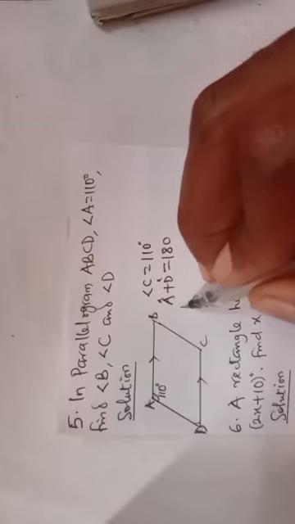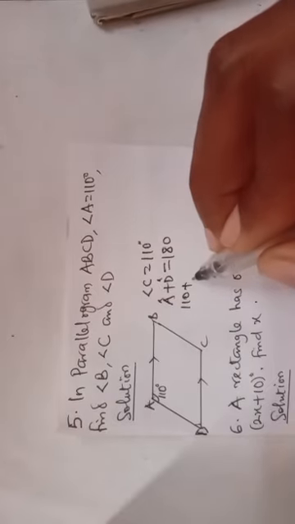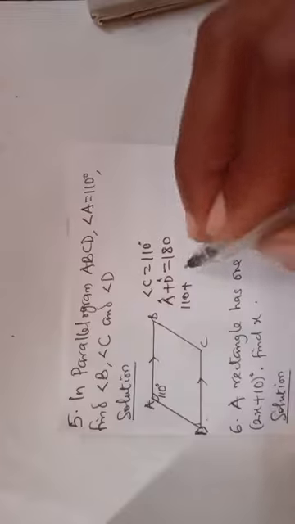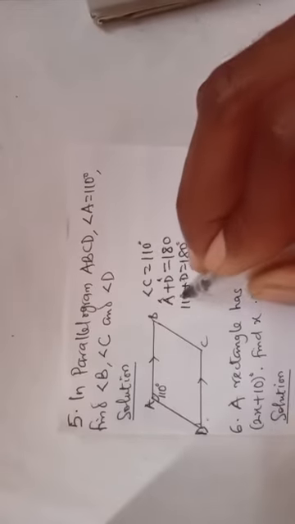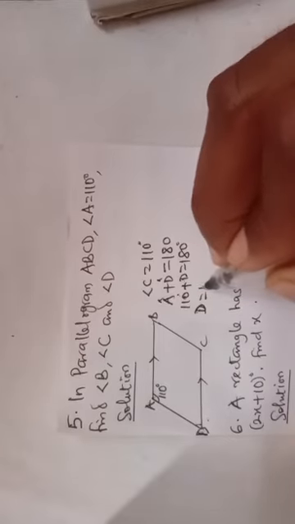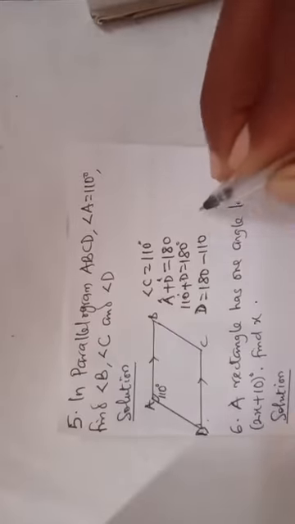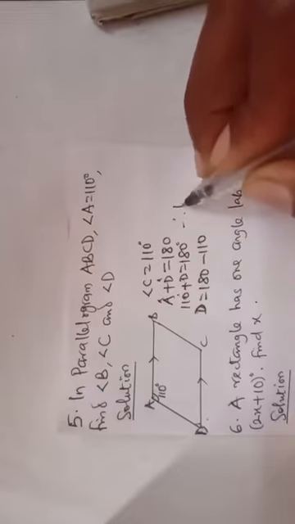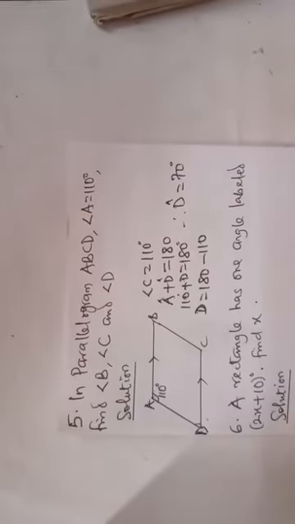Then that means 110 plus D, which is not known now, is equal to 180 degrees. It means that my angle D is equal to 180 minus 110. Therefore, my angle D is equal to 70 degrees.